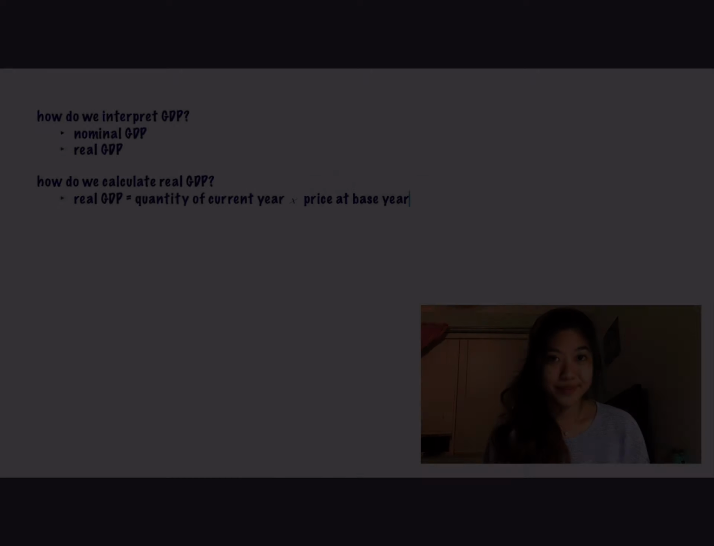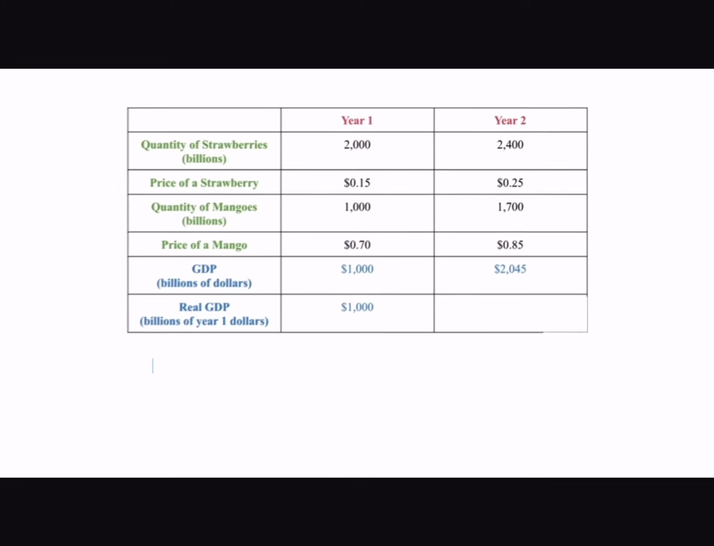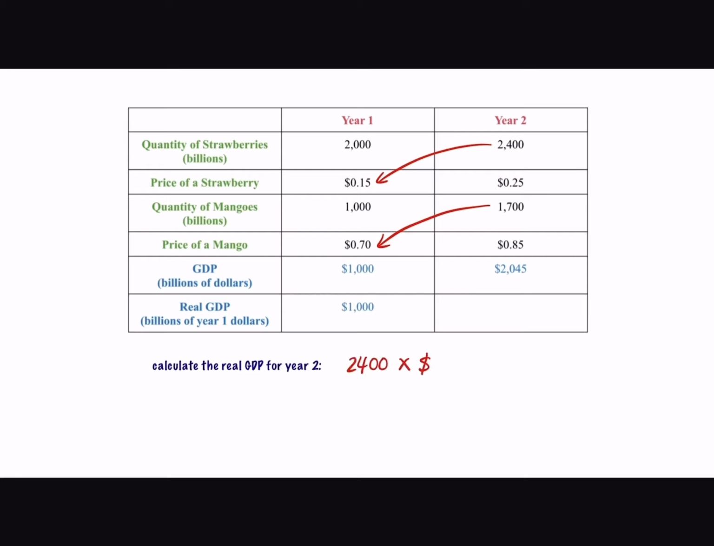Let's look at an example. In this example, we're given the value of sales of strawberries and mangoes from year 1 to year 2. Since we're trying to calculate the real GDP for year 2, we follow our formula. We take the quantity of the current year and multiply that by the price of the base year, which in this case we set as year 1. The quantity of strawberries in year 2 is 2,400, and the price of a strawberry in year 1 is 15 cents. And then the quantity of mangoes in year 2 is 1,700, and the price of a mango in year 1 is 70 cents. So plugging this into our formula, we get 2,400 times 15 cents plus 1,700 times 70 cents equals $1,550. Thus, the real GDP for year 2 is $1,550.